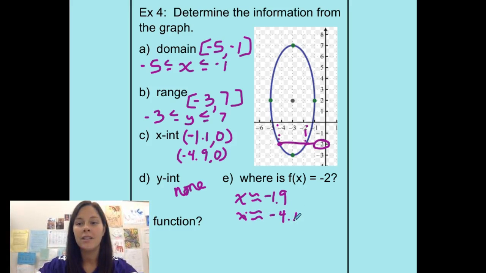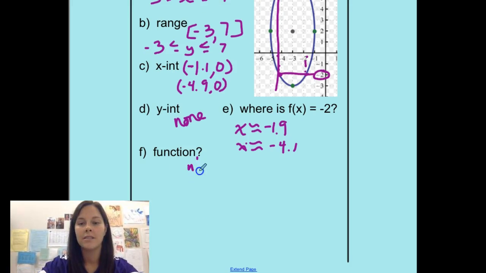And is this a function? No, it fails the vertical line test almost everywhere we could place a vertical line. We hit the graph twice.